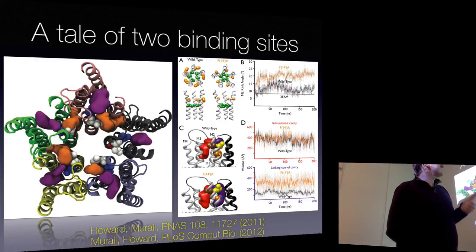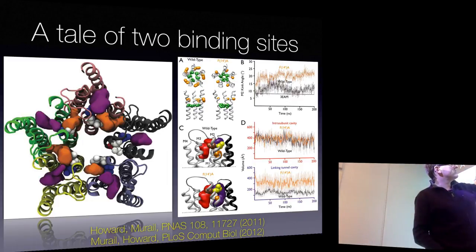So what happens likely is that the very short alcohols can fit in this blue cavity, and that cavity opens the channel. But as you make the alcohols larger and larger, they can't fit here, but they will fit here, and they will start to bind here instead. But in this case, you can fit much larger alcohols in the blue cavity.